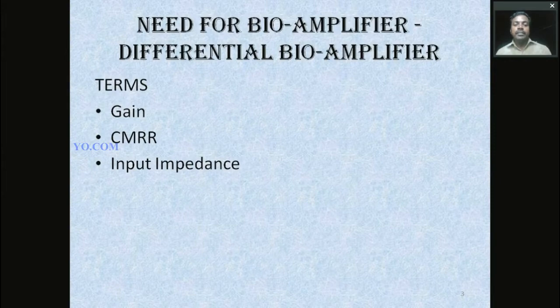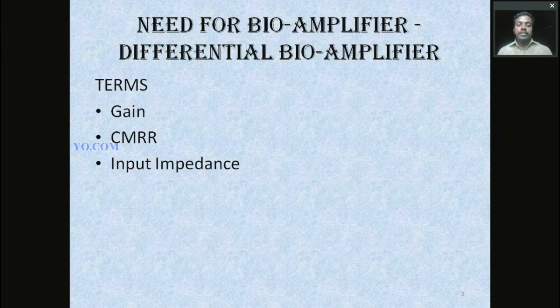That voltage is called the common mode voltage. So that common mode voltage should be removed. So the CMRR should be a very important factor in a biological amplifier. CMRR should be very high, then the amplifier is a good amplifier. So common mode rejection ratio is a very important thing.